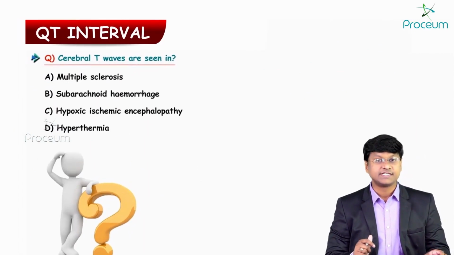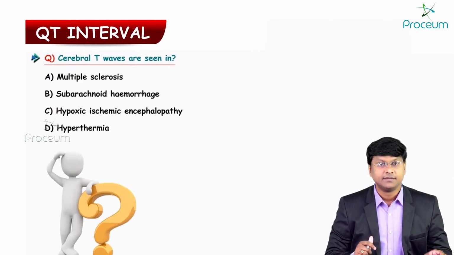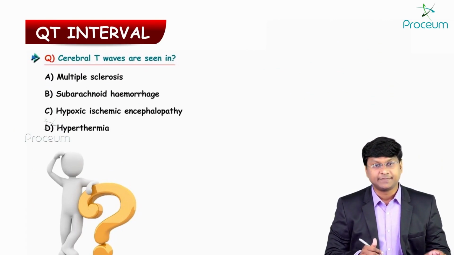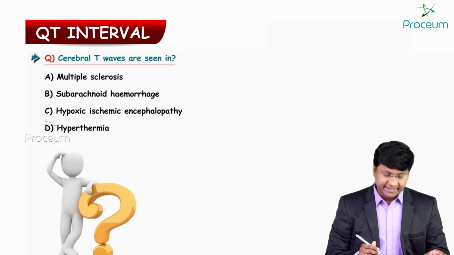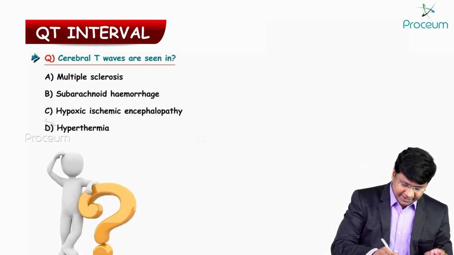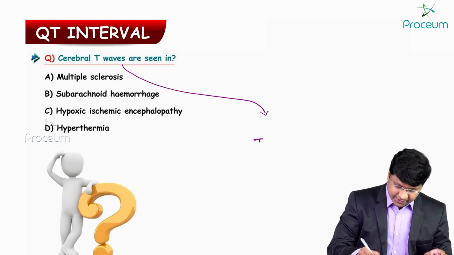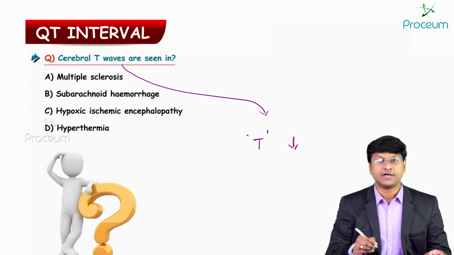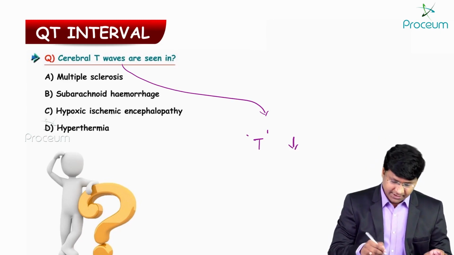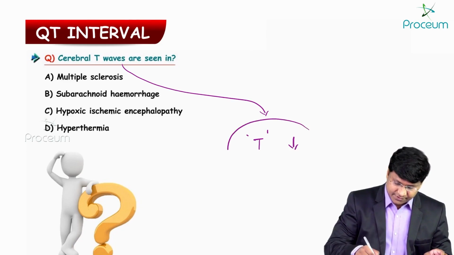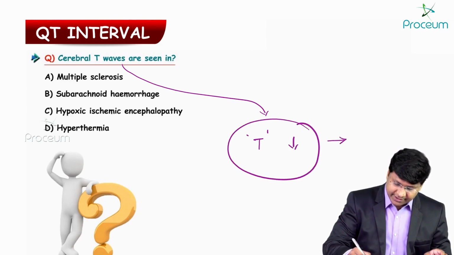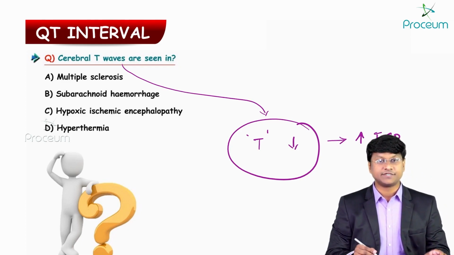So the question is, cerebral T waves are seen in multiple sclerosis, subarachnoid hemorrhage, hypoxic ischemic encephalopathy, hyperthermia. So cerebral T waves, what do you mean by this? They are nothing but global T wave inversion, right? So you have the presence of global T wave inversion, and these cerebral T waves are seen in a clinical scenario where there is raised intracranial pressure, right?